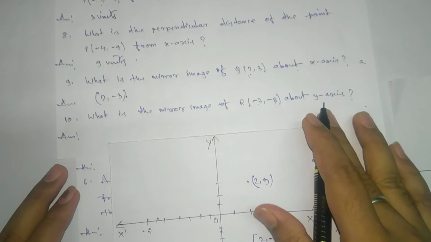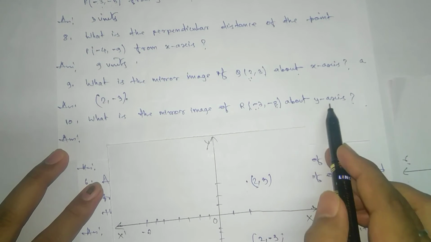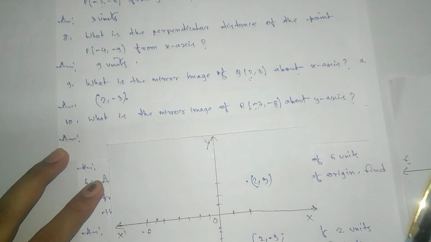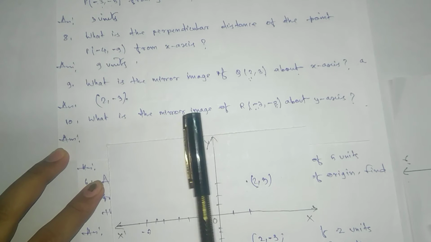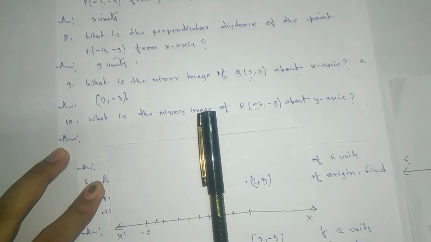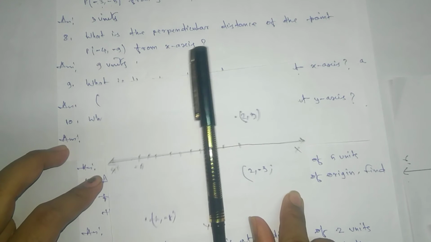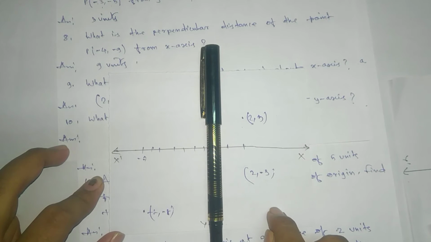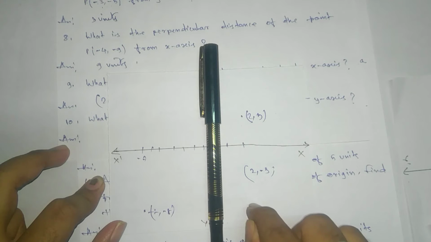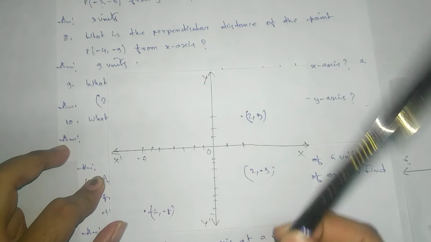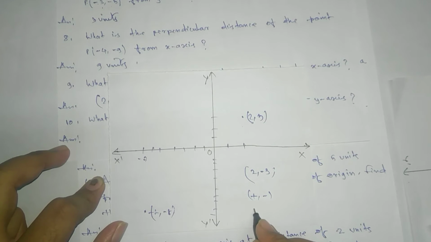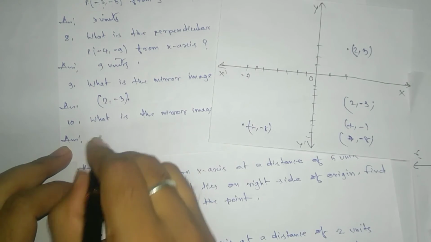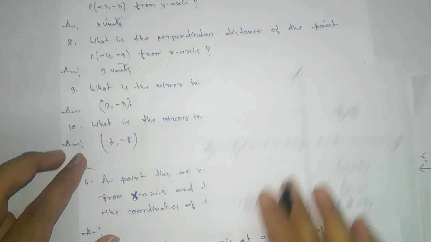Now it is asking you the mirror image of minus 7, minus 8 about y-axis. So keep your mirror here about y-axis and find it. If you find it here, you can see the image will be this side. Here x is positive and y is negative. That means it will change into plus 7 and minus 8 will remain the same. So your answer is 7, minus 8, the mirror image for this one.